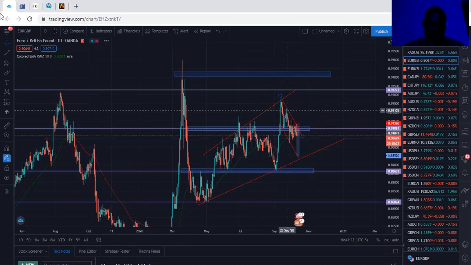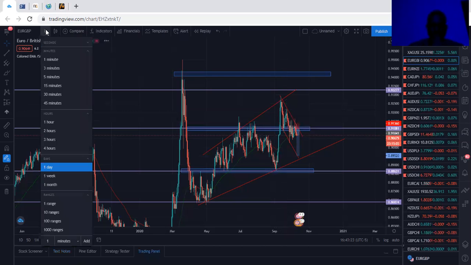And I went down to the 4 hours to look for a potential setup, potential entry. Let's see. Let's go to the 4 hours right now. The H4. Let's go to the H4, guys.